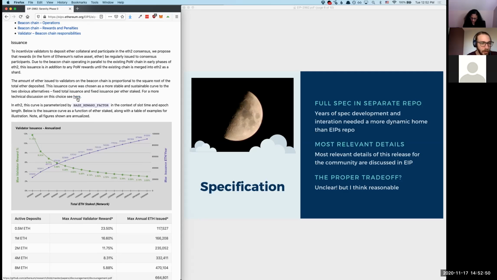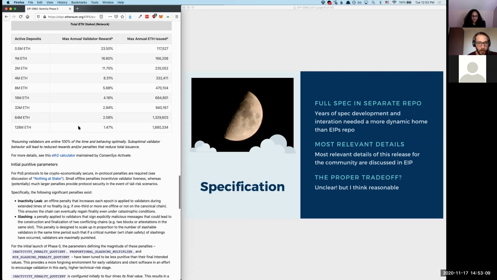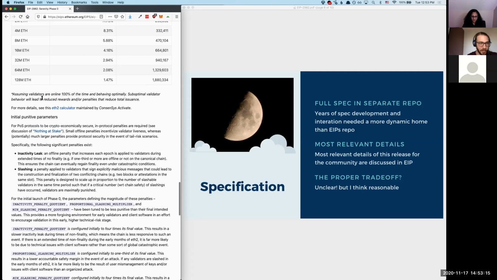And then there are also links to technical papers scattered throughout here. So like here's a more technical discussion on the issuance curve, which scales with the square root of the total validator set instead of linearly or flat. And there's some cool discussion about discouragement, which you can check out in that paper. Then I won't go into all the nitty-gritty details, rather an understanding of the EIP and how it's structured.